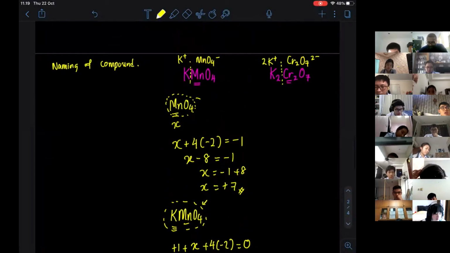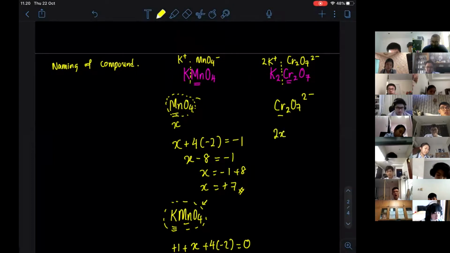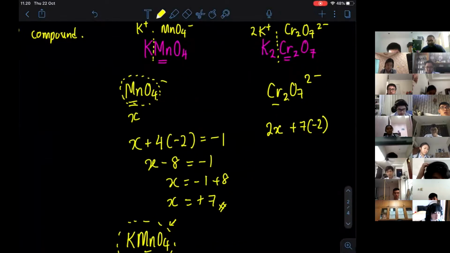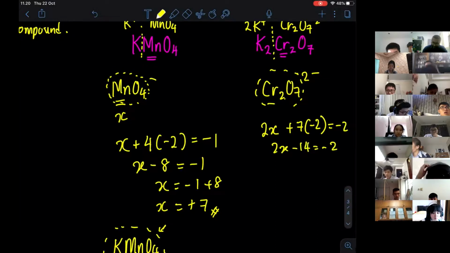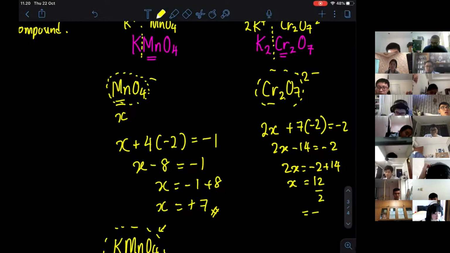Next, if I want to calculate for Cr in Cr2O7 2-, this is X, that's 2. So I put 2X plus 7 times negative 2, because oxygen is always negative 2, equals to the overall charge, which is negative 2. 2X minus 14 equals to negative 2. 2X equals to negative 2 plus 14. You will get 12. X equals to 12 divided by 2. You will get +6.